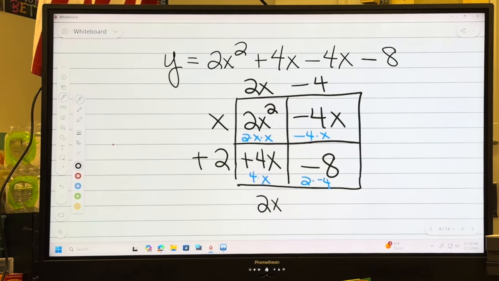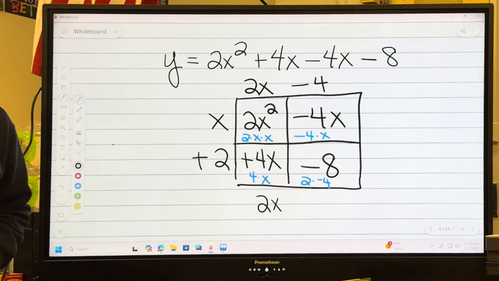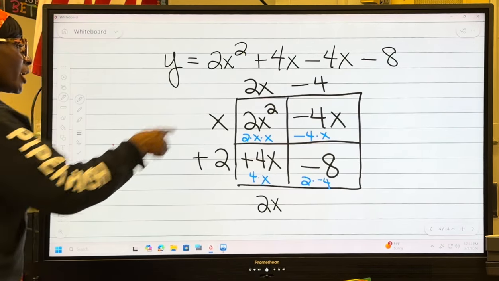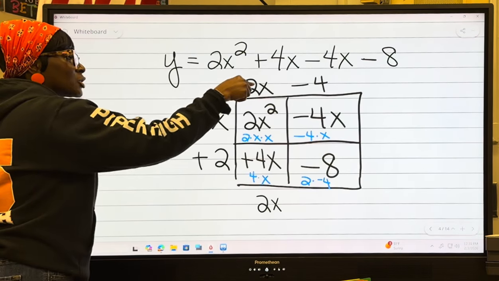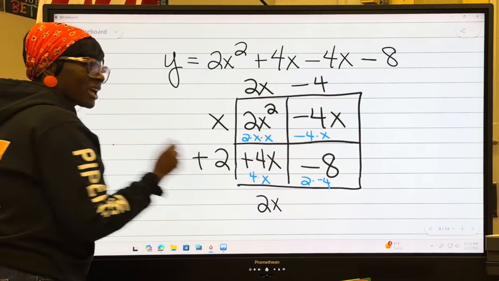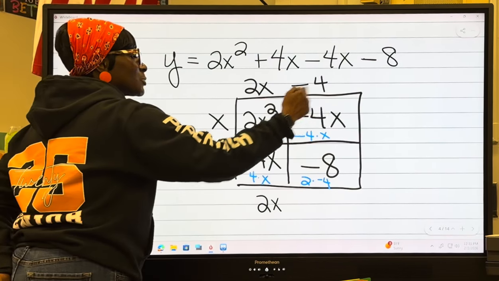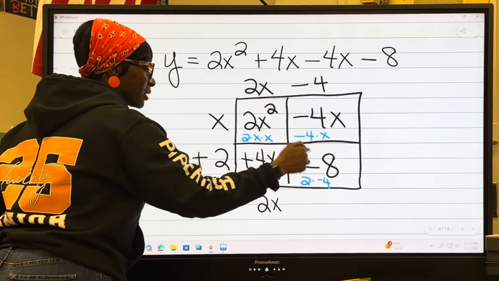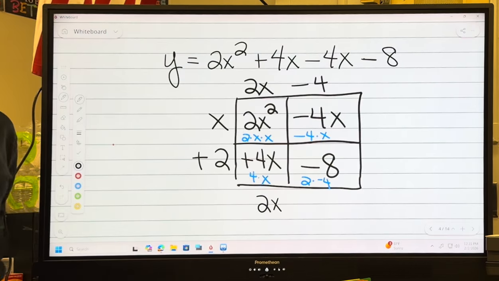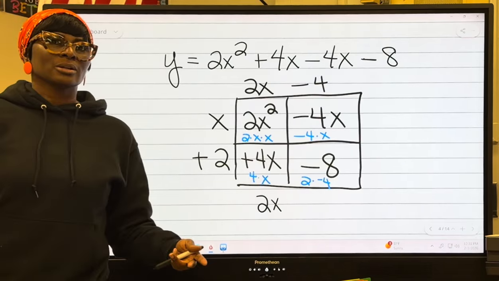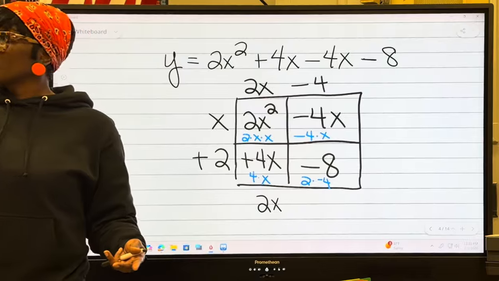Are y'all following? What did you just do? I just factored. What does factor mean? Factors are numbers that you multiply to get a product. What numbers do I multiply to get this product? 2x and x. What numbers did I multiply to get this product? 2 and 2x. What numbers did I multiply to get this product? X and -4. What numbers did I multiply to get this product? -4 and 2. I just found the factors, so therefore I am factoring. Are y'all following? Does everybody understand that?